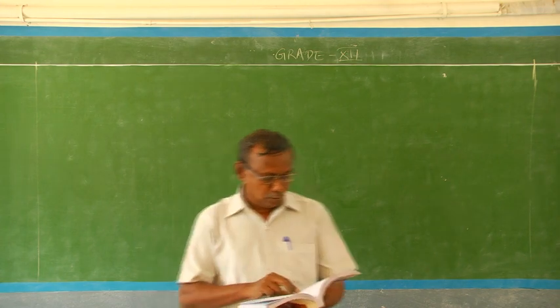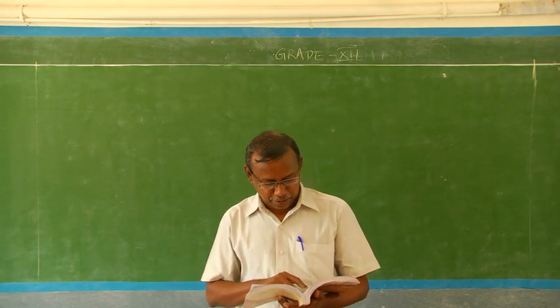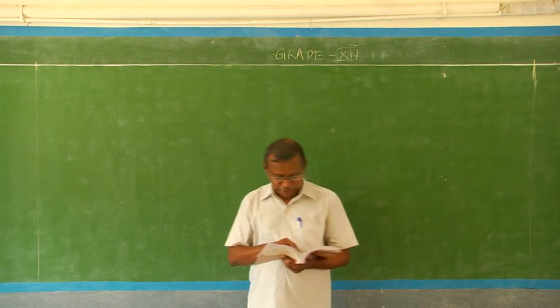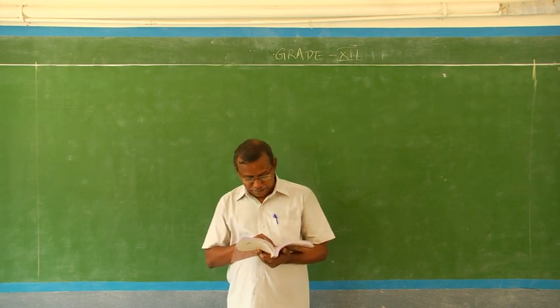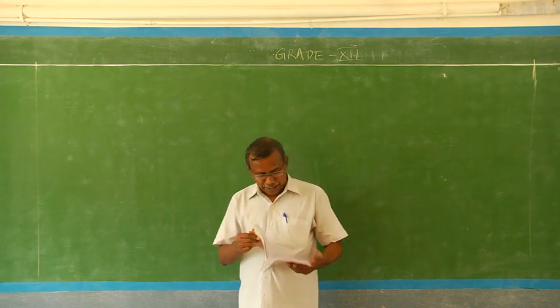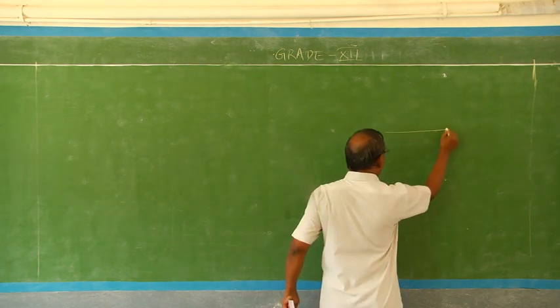Now let us go to the 10th problem. Two adjacent sides of a parallelogram are given as 2i cap minus 4j cap plus 5k cap and i cap minus 2j cap minus 3k cap. Find the unit vector parallel to its diagonal. Also find its area.